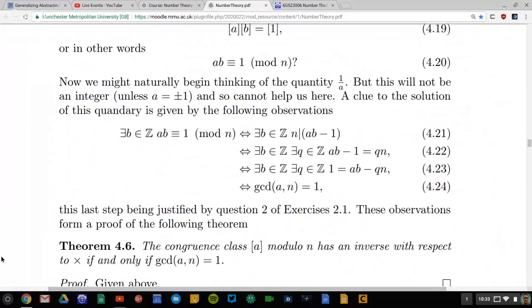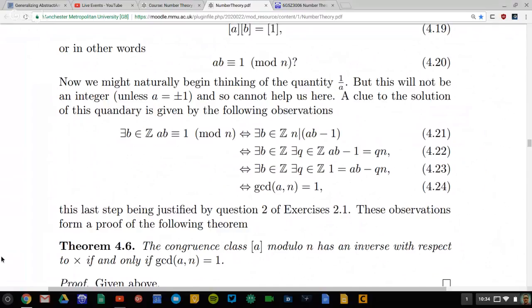So we got this double existential statement, ab minus 1 equals q times n, where a is some fixed number we're investigating, n is the modulus, and b and q are parameters that are both existentially quantified. There exists a b in Z, there exists a q in Z such that this is true. A simple rewriting of this equation turns it into 1 equals ab minus qn. So a has an inverse if and only if there's a linear combination of a and n that's equal to 1.